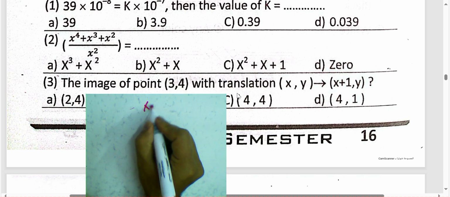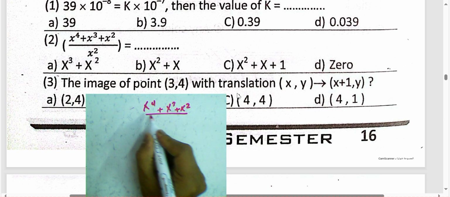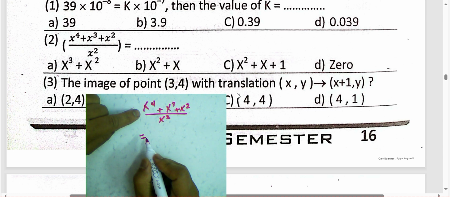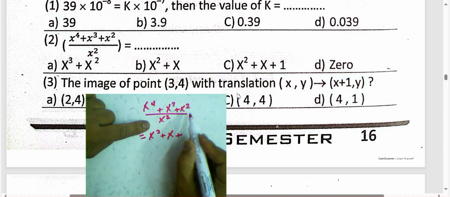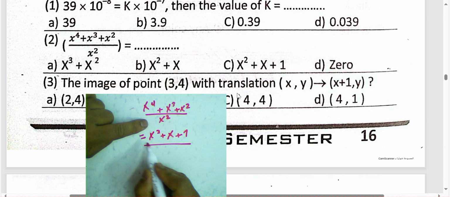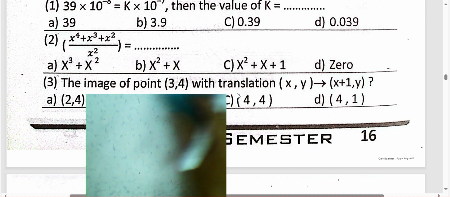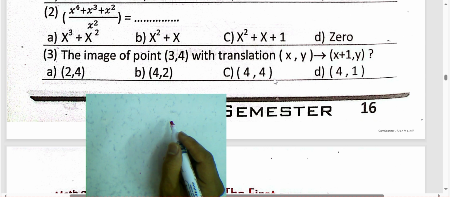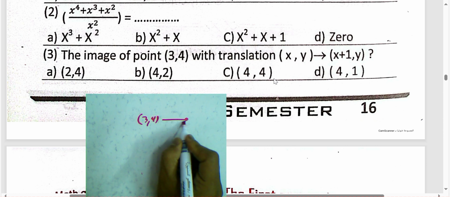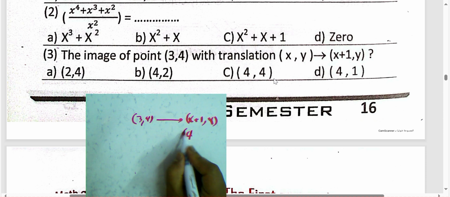Next question, number 2. x power 4 plus x power 3 plus x power 2, over x power 2, equals. We can write x power 4 divided by x power 2 equals x power 2. x power 3 divided by x power 2 equals x. x power 2 divided by itself will be 1. The result will be x power 2 plus x plus 1. Question number 3. The image of the point under the translation (x plus 1, y). We have the point (3, 4), the translation (x plus 1, y). 3 plus 1 equals 4, and y stays here. So (4, 4) is the image.